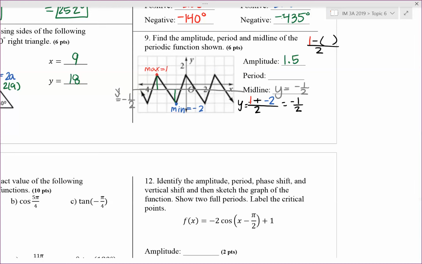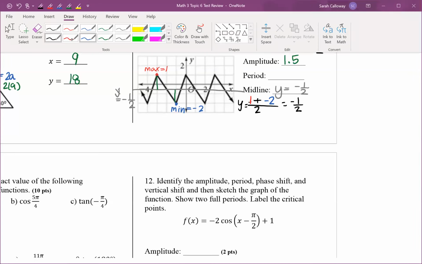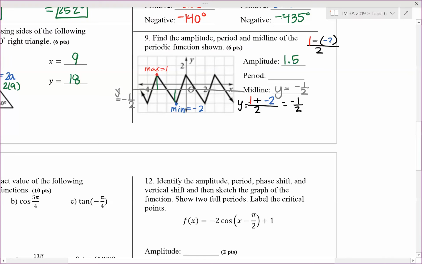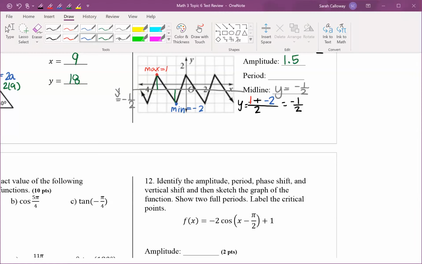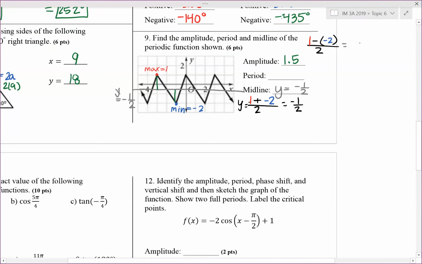So when I subtract the -2, that turns into plus, so that means that I'm doing 3/2, which is where the 1.5 came from. So if you find it easier to find the max, find the min, find the middle, right? And then measure how far above the max is to the midline and how far below the minimum is to the midline. Okay, the last thing it's asking about is the period.